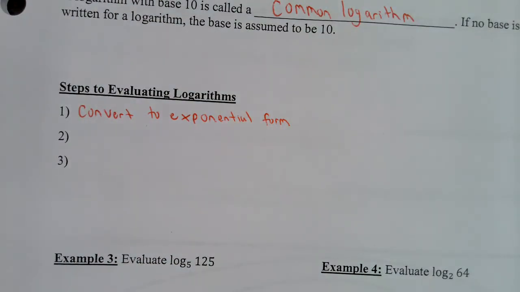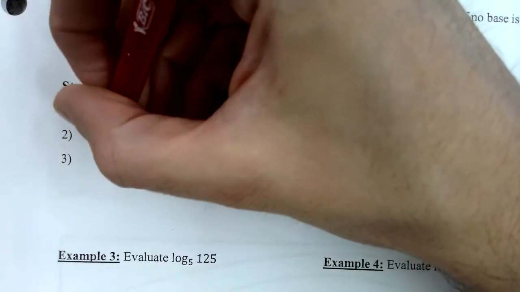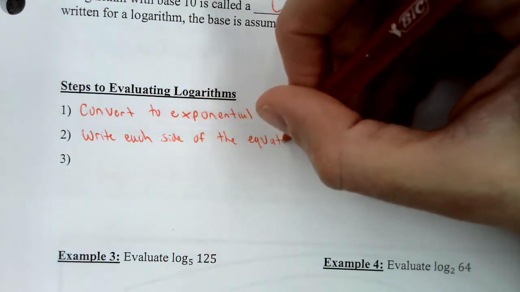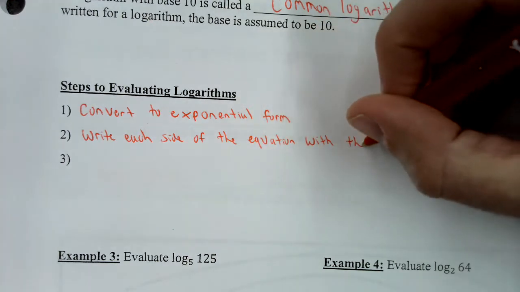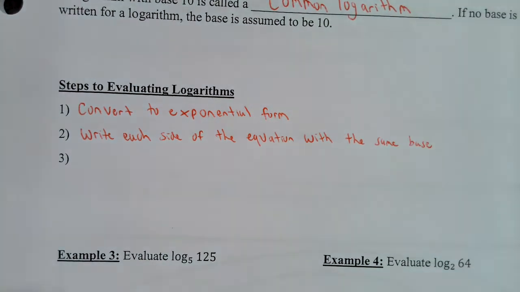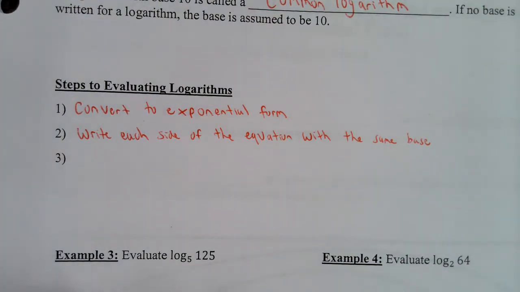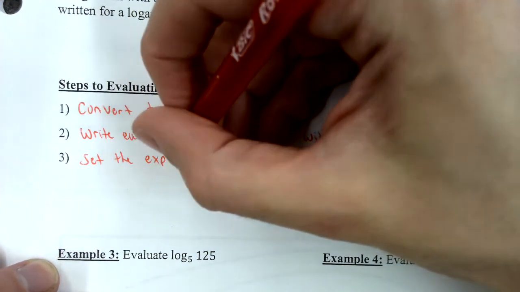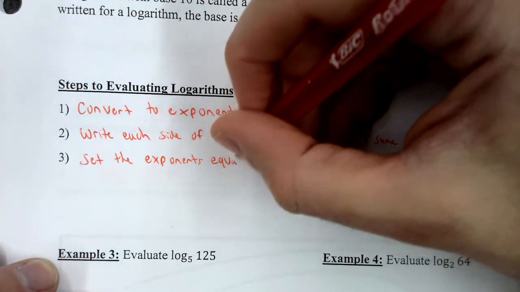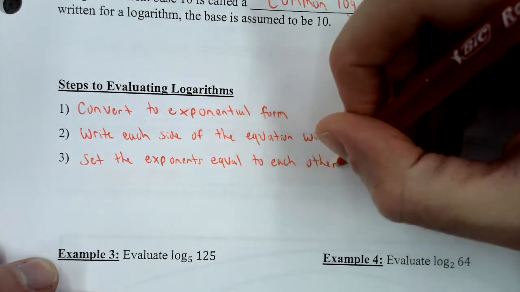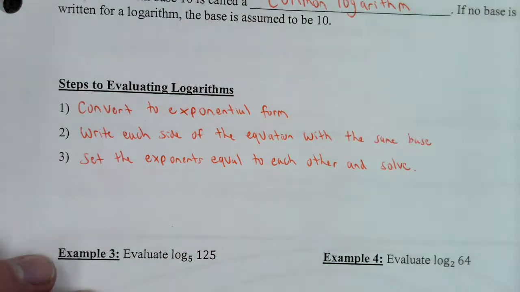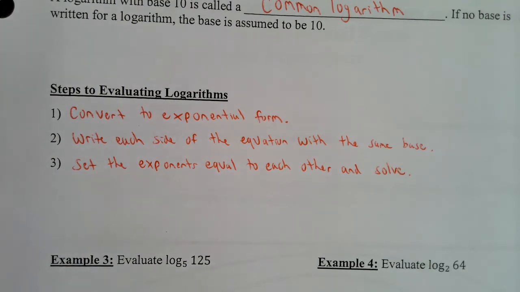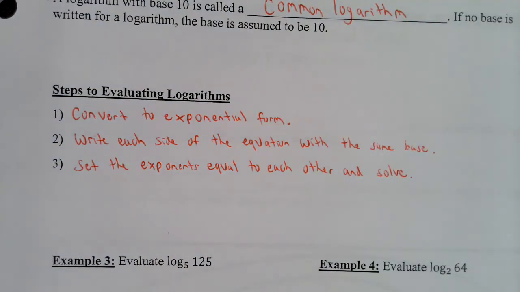Step 2, write each side of the equation with the same base. Step 3, set the exponents equal to each other and solve. Okay, so those are the 3 steps we're going to follow. Sometimes you can do these in your head. So sometimes you don't have to go through all 3 steps. If you know the answer right away, that's fine.